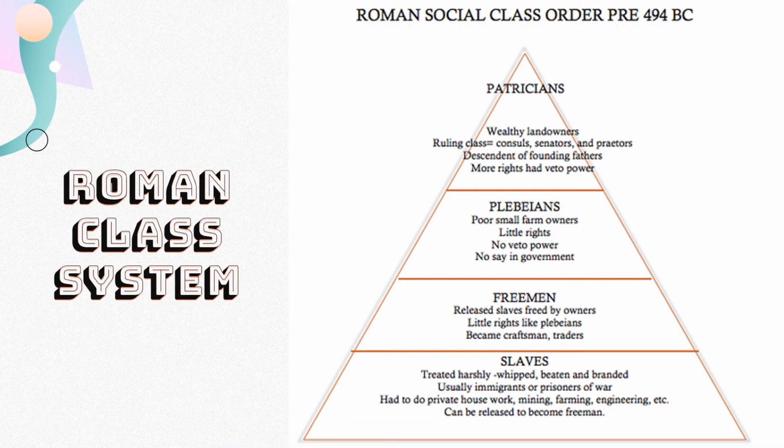The Roman class system, we can also kind of put in like a little pyramid. So this one has patricians at the top. So these are your wealthy landowners, your ruling class, your senators, any descendants of the founding fathers, etc. The next one has poor, small farm owners. They have little rights, no veto power, no say in their government. Below that, it just has freedmen. So those are like released slaves freed by their owners. They have also very little rights. They're typically craftsmen or traders. And then at the bottom, you have slaves.